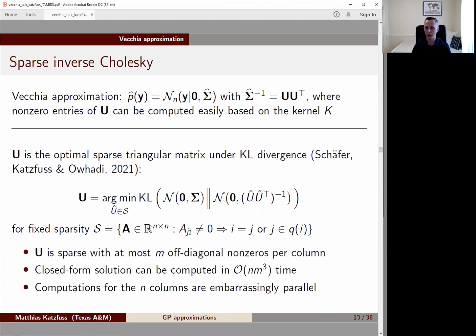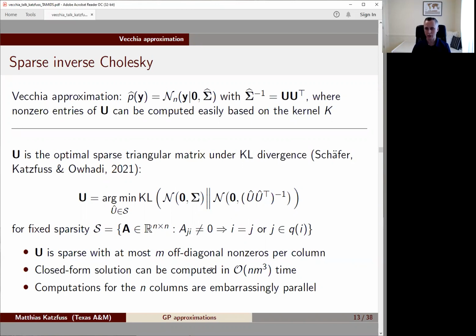And so, by definition, if we look at the problem like this, we're obviously going to have a sparse matrix U. Specifically, since the non-zero entries here are determined by the QIs, there are at most m off-diagonal non-zeros per column. So by choosing m, we can directly control how many non-zeros there are in this sparse Cholesky factor. We can also compute this solution in closed form in order n m cubed time. So instead of cubic in n, it's now essentially cubic in m, where again m can often be very, very small in many settings.